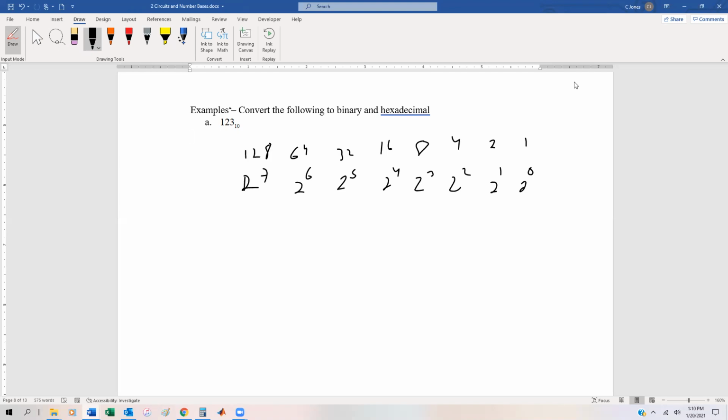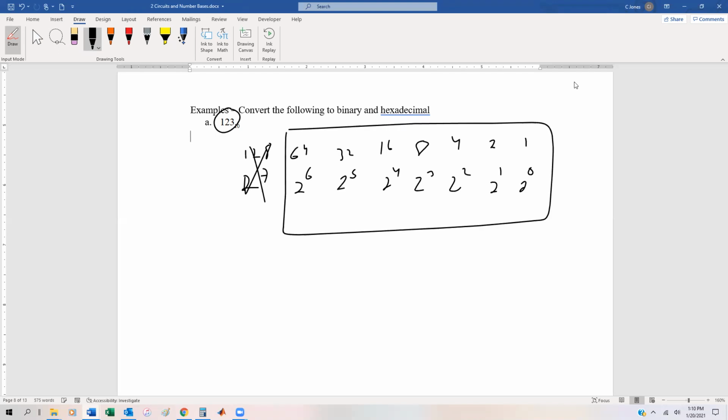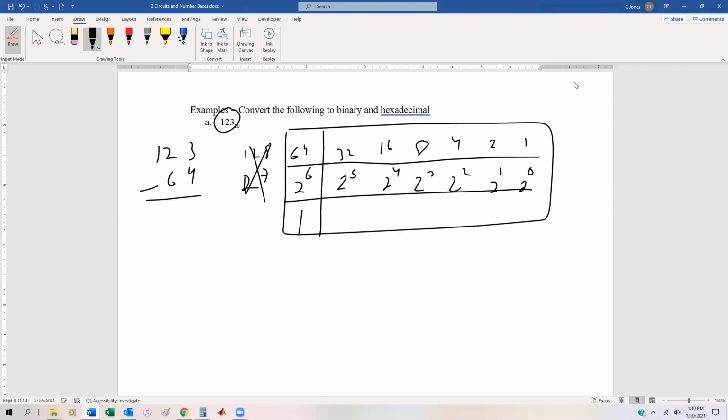All right, now notice the number we have is 123. So once we get to a number that's bigger than 123, we don't have to use that one because there's no way to be able to do that. And so from here, we're just going to make a table. Whenever the power of 2 is smaller than the number that's left over, we just put a 1 under there. We know that 64 is less than 123, so we put a 1 under there. And from 123, we subtract 64, and that should leave us with 59.